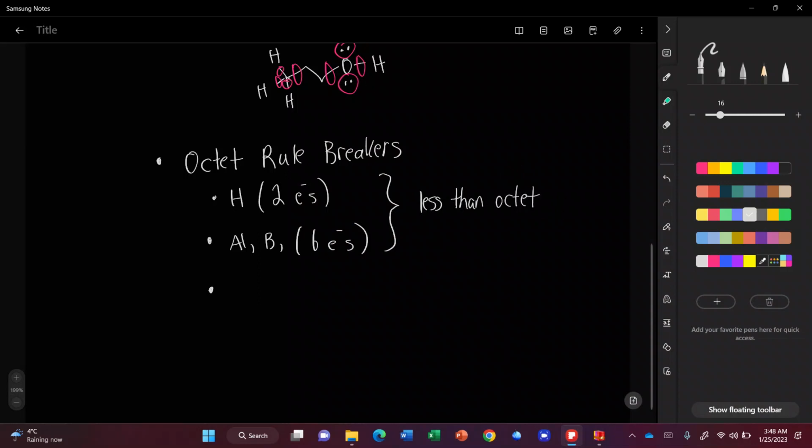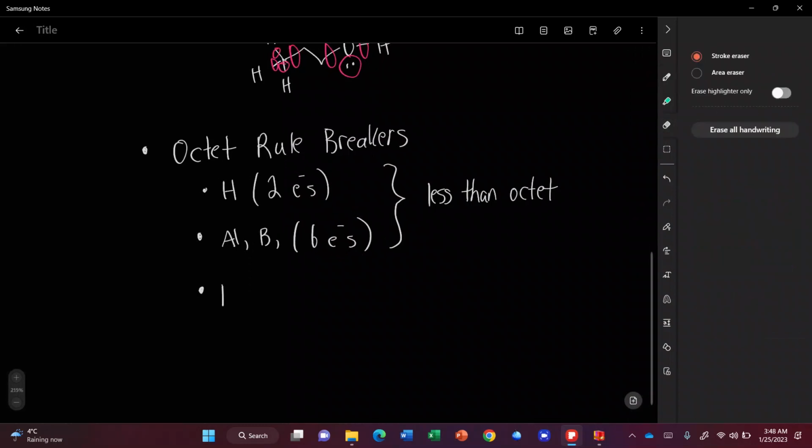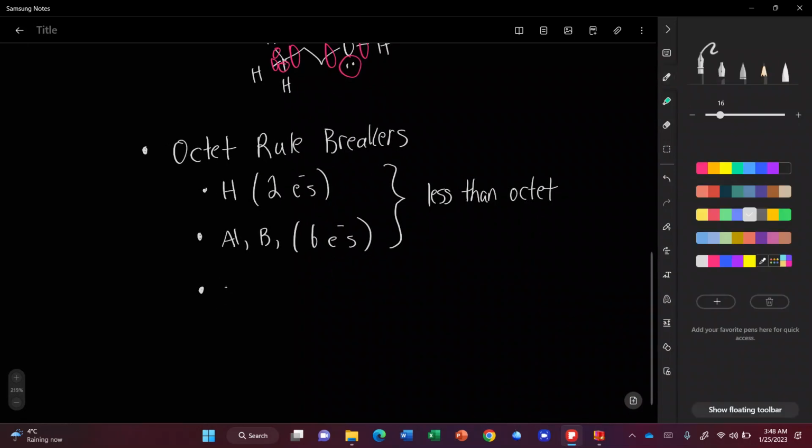The third class of rule breakers break the rule because they can have more. So you can have an expanded octet. You can have an expanded octet with any element that is heavier than silicon, well, heavier or equal to silicon.